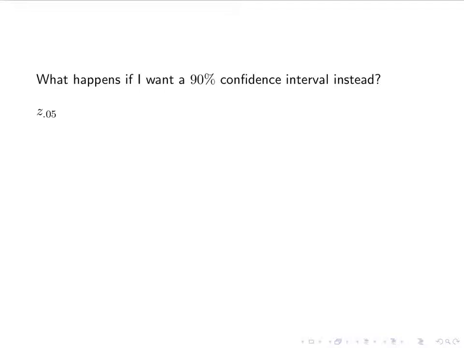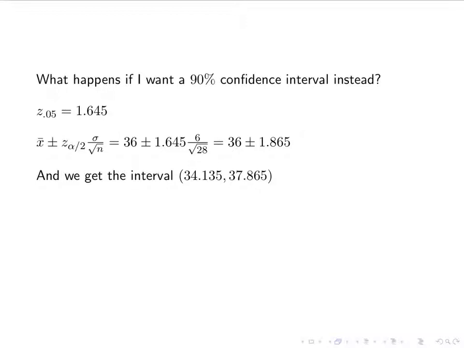So my alpha would be 0.10, just like it was in a previous example, and alpha divided by 2 would be 0.05. So I'm interested in z sub 0.05, which again is 1.645. So the only thing that's changing is my z sub alpha over 2. My x bar is the same, my sigma is the same, my n is the same. So when I plug that in with my new z sub alpha over 2, I get 36 plus or minus 1.865. And then if I do the addition and subtraction, I get the interval 34.135 to 37.865.